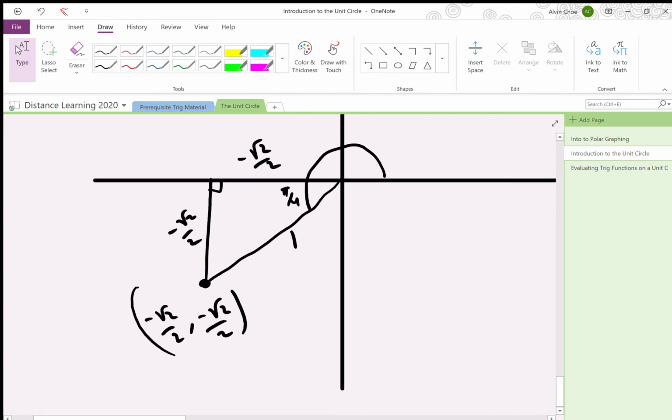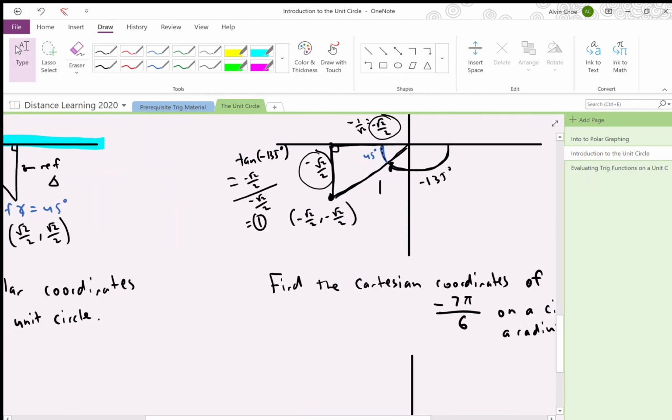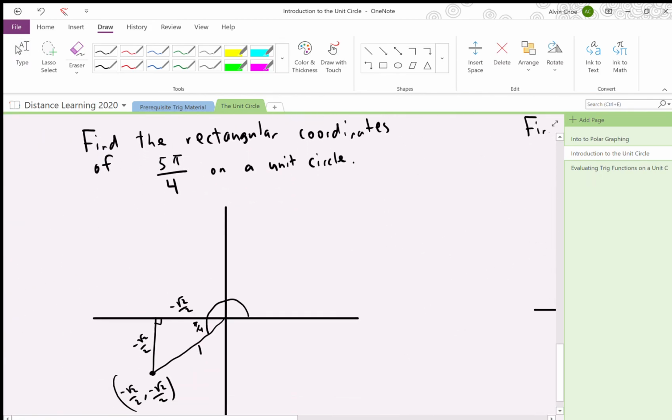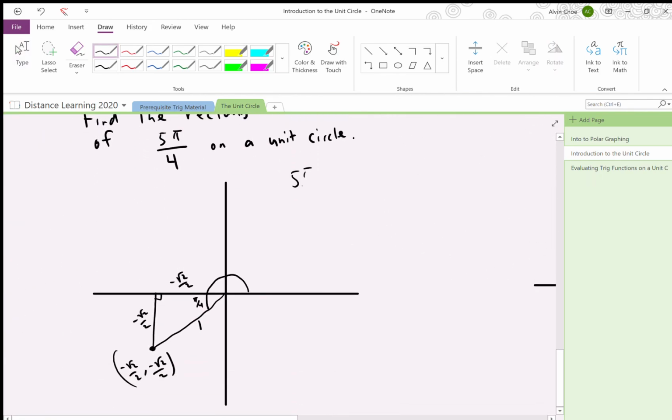And note that this is the exact same coordinate as what we did over here, which means that 5 pi over 4 is coterminal with negative 135 degrees. They are coterminal angles.